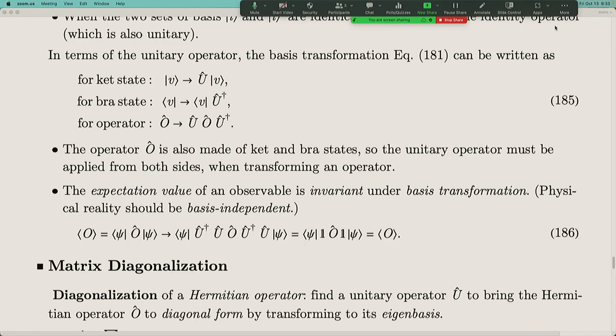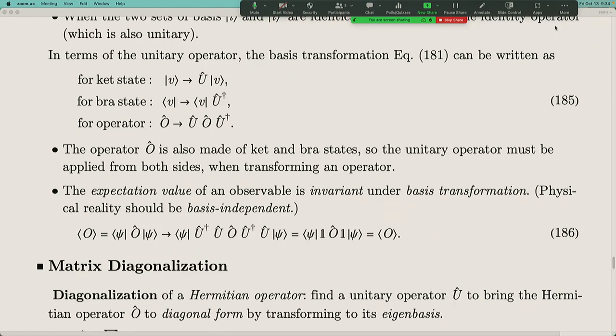And then because O as an operator is made of a ket and bra state, O can always be written as a ket and bra outer product and superposition of that. So if every ket and bra state is transformed in this way, then O must be transformed as U O U dagger, because O has a ket state on the left and the bra state on the right. So that's why when you transform a matrix or an operator, the unitary matrix needs to come from both sides, U and U dagger.